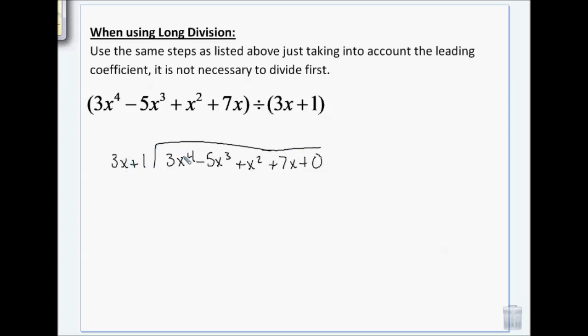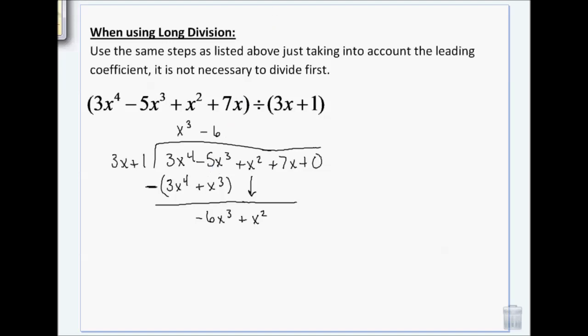So what I do is I say 3x goes into 3x to the fourth, x to the third times, right? So x to the third times 3x, excuse me, 3x to the fourth, and x to the third times 1 is x to the third, and I subtract that. And this gives me negative 6x to the third. So I bring down my x squared. And I say 3x goes into negative 6x to the third how many times?